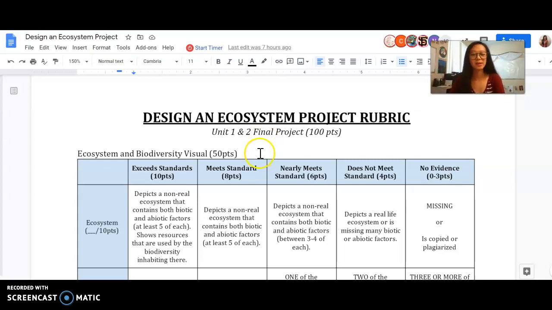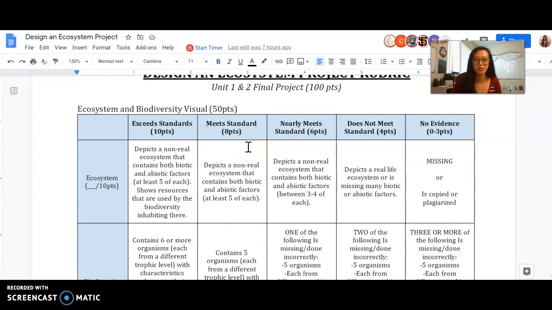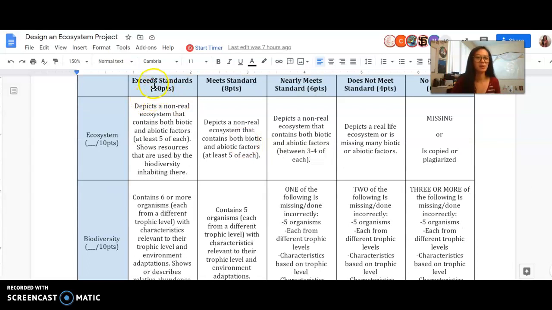All right, so I split it up into the three parts. This first part here is about the ecosystem biodiversity visual, which is worth 50 points. And I'm going to be going over what I think you should be aiming for in the exceeds standards to get full points. All right, so the first thing I'm going to be looking at is your ecosystem.